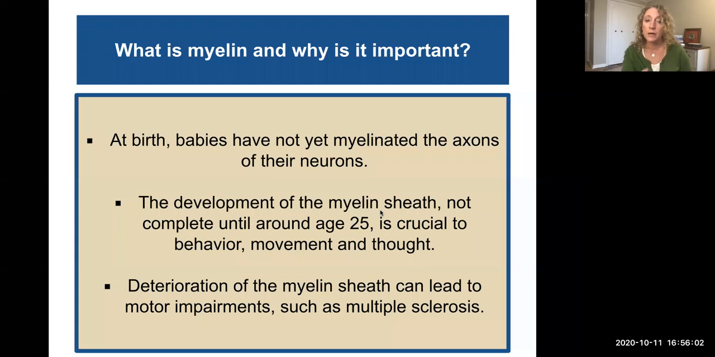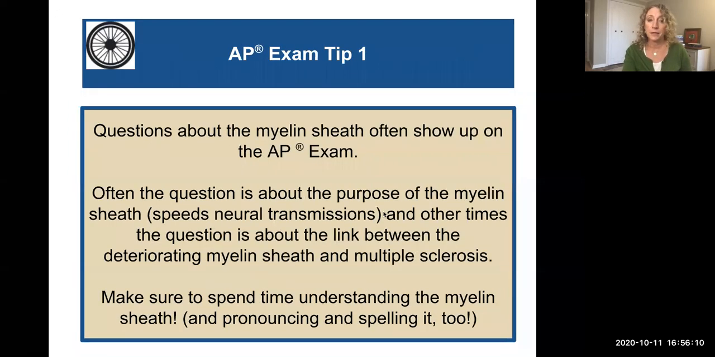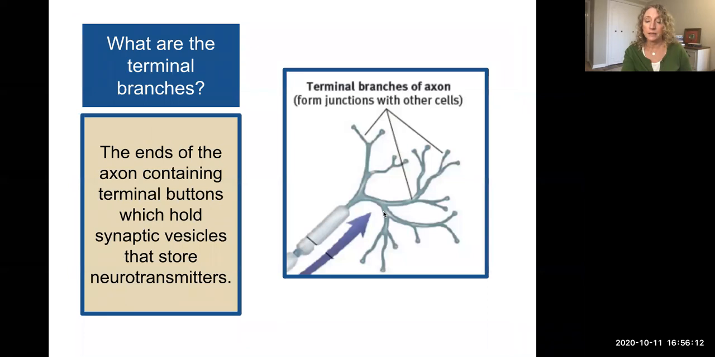Also, you should know that you are still developing your myelin. It doesn't fully develop until you're about 25. They often ask questions on the AP exam that have to do with a deteriorating, degenerative myelin sheath, and they sometimes even ask you specifically about multiple sclerosis.